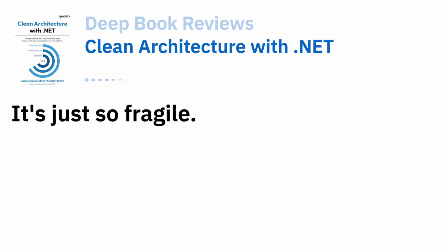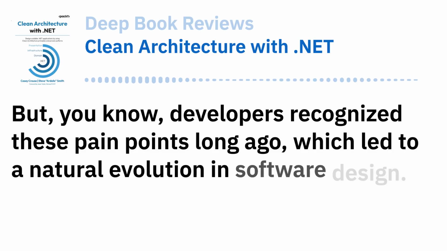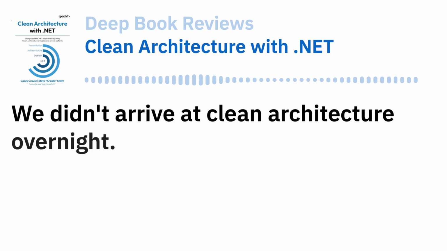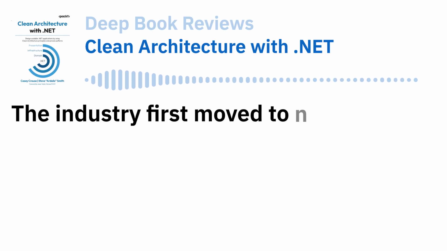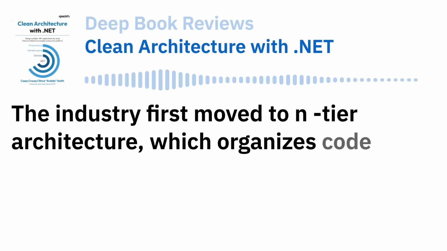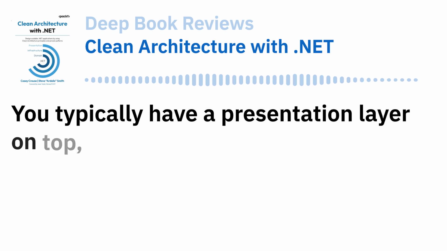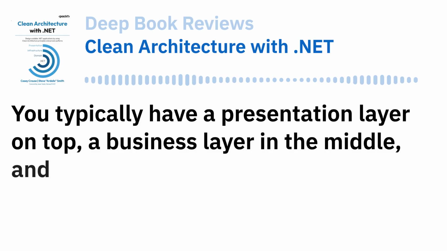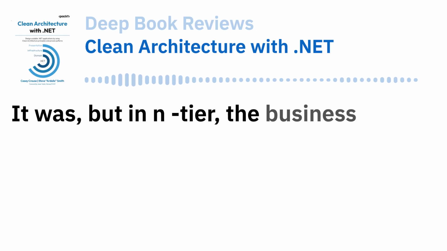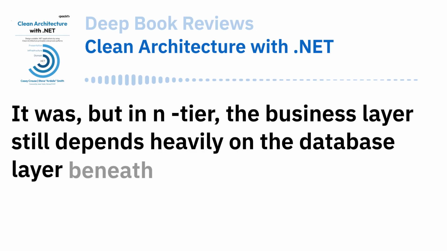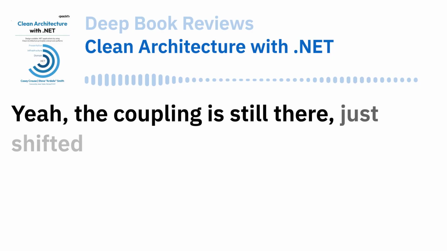It's just so fragile. But developers recognized these pain points long ago, which led to a natural evolution in software design. We didn't arrive at clean architecture overnight. No, not at all. It took years of trial and error. Right. The industry first moved to N-tier architecture, which organizes code into horizontal layers, kind of like a cake. You typically have a presentation layer on top, a business layer in the middle, and a database layer at the bottom. Which was a step in the right direction. It was, but in N-tier, the business layer still depends heavily on the database layer beneath it. If the database changes, the business rules often break. Yeah, the coupling is still there, just shifted downward.